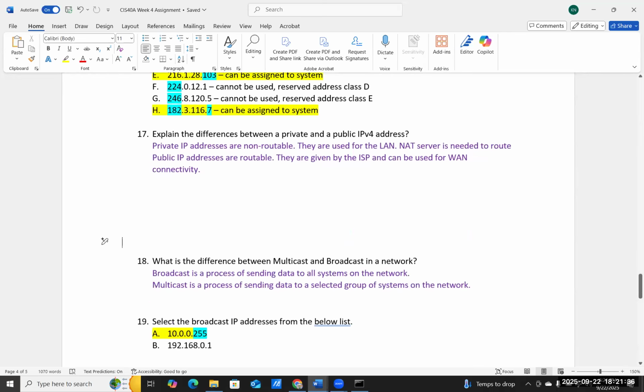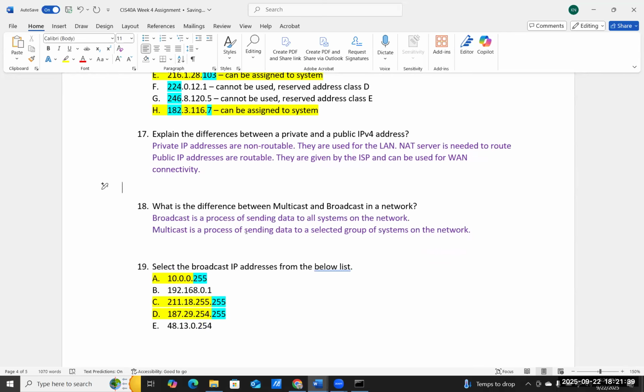All right. So I think we talked a little bit about this when we touched on the IP class: broadcast and how that is different than multicast. Broadcast is the process of sending data to all the systems on the network, so everybody receives that same information. Multicast is a process of sending the data to a selected group of systems, not everyone, just a selected few or that group.